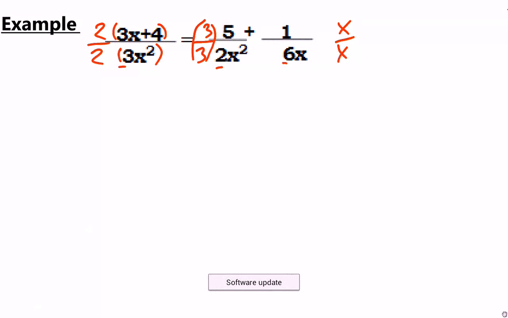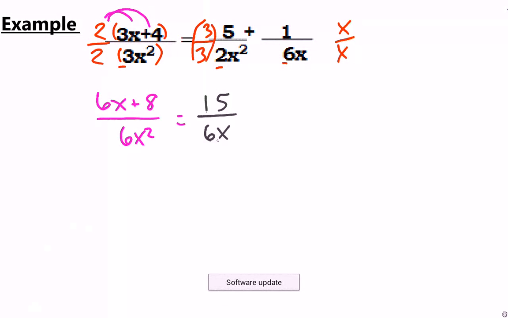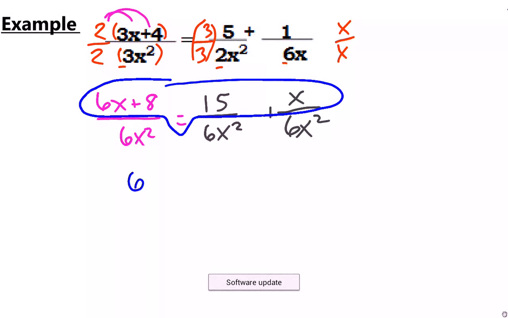So I'm going to have to distribute on this first one. 2 times 3x is 6x. 2 times 4 is 8 over 6x squared equals 15 over 6x squared plus 1 times x is just x over 6x squared. Double check your denominators are all the same, so we're good. Now I'm going to write the equation represented in my numerators, which would be 6x plus 8 equals 15 plus x.